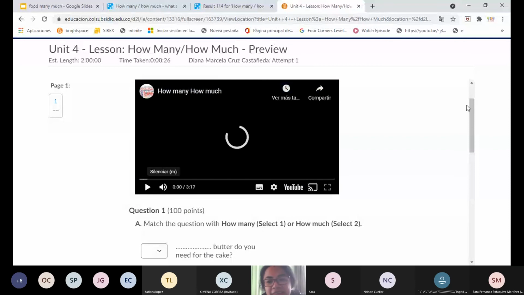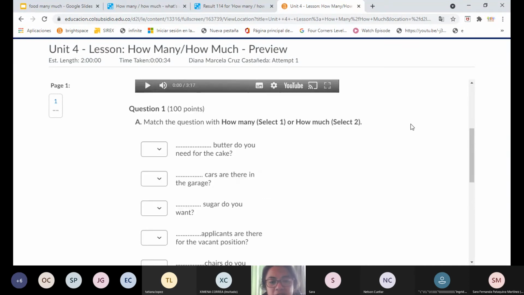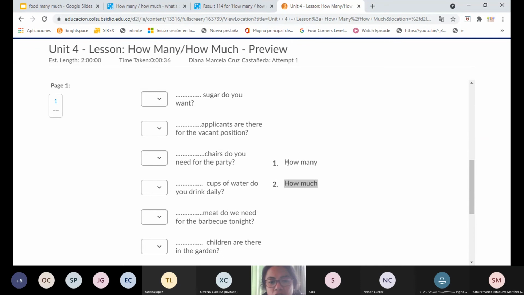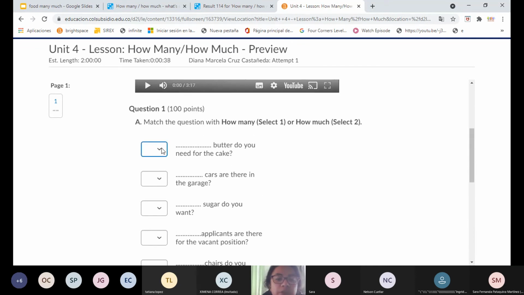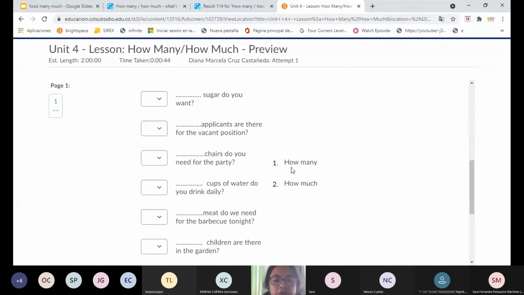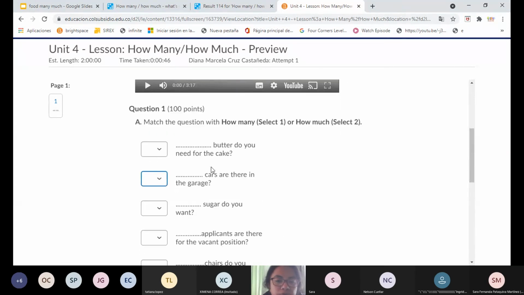But the activity here, guys, it's very simple. Here you're going to have 2 options. Remember, the options are how many and how much, right? You are going to select what is the correct answer here, how many or how much. For example, if we have butter, do you need? So how many or how much? Number 1 or number 2?